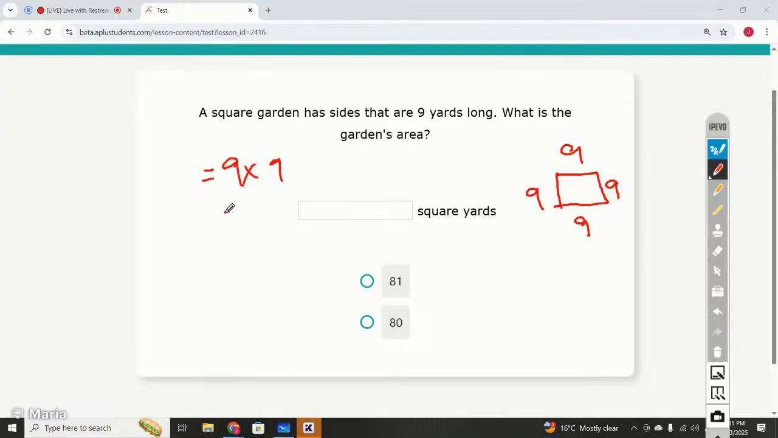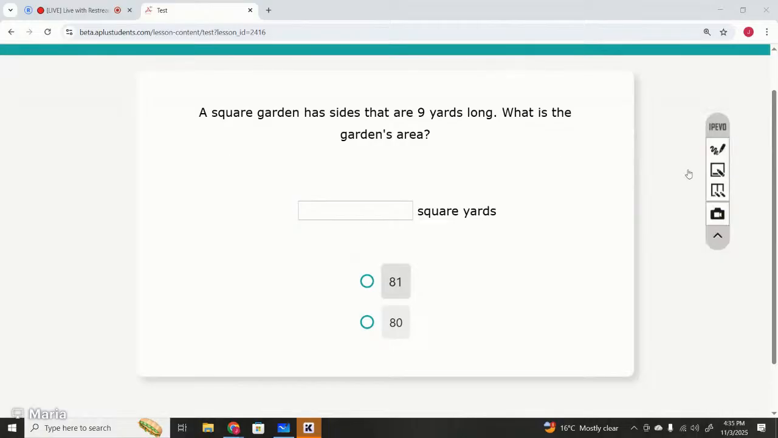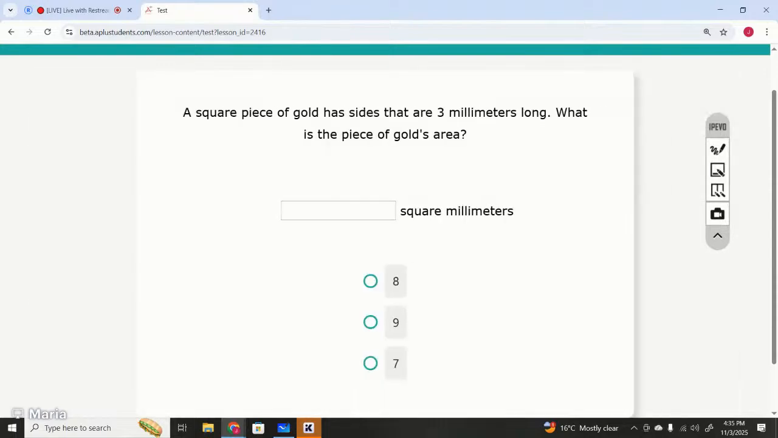So 9 times 9 is 81. So the area of this square garden is 81. Option number 1 is the correct option.